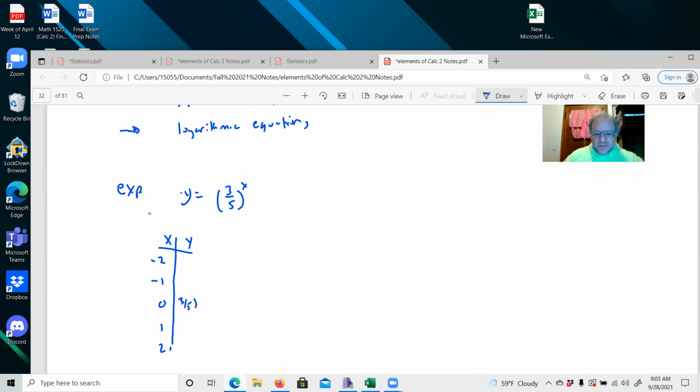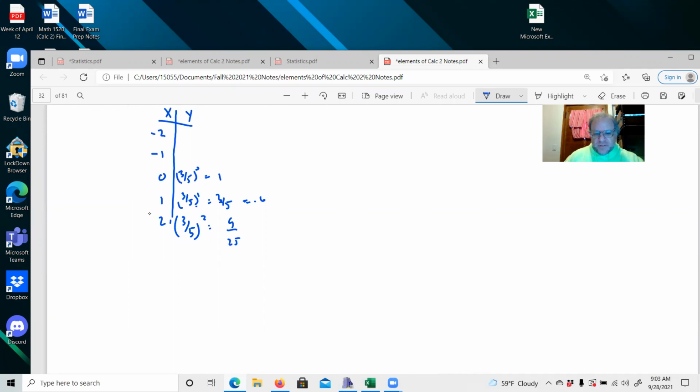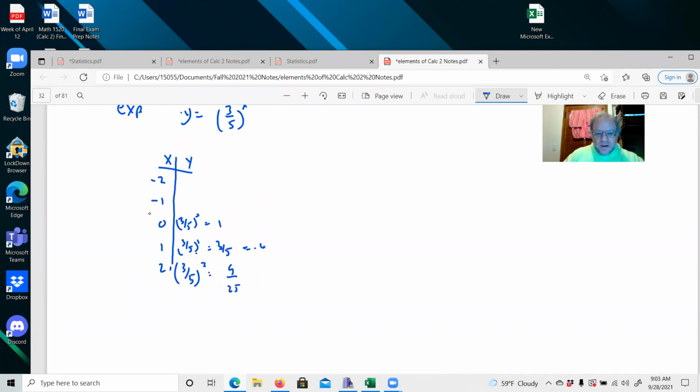So 3/5 raised to the 0, that's just 1. 3/5 raised to the 1 is just 3/5, about 0.6. And squared is going to be 3/5 squared, and that's going to be 9/25. We can figure that out in a minute. To the -1, 3/5 to the -1, that just means take the reciprocal, so that's 5/3, a little bit less than 2. And 3/5 to the -2, we take the reciprocal, so that's 5/3, and then we square it, and that is 25/9.